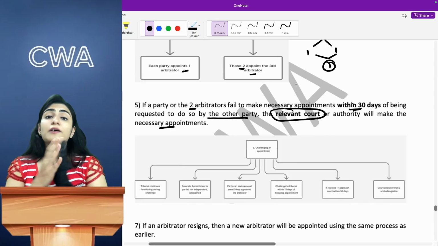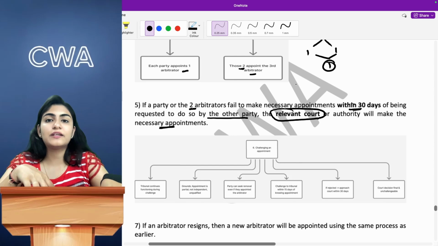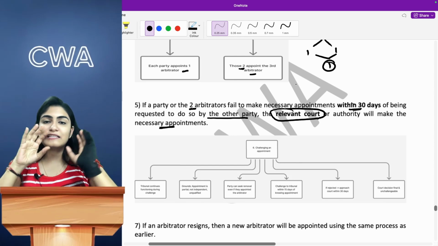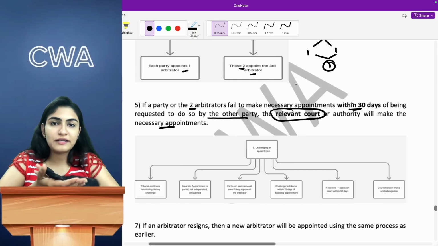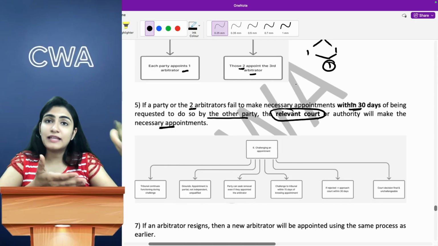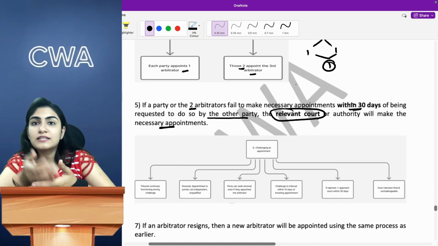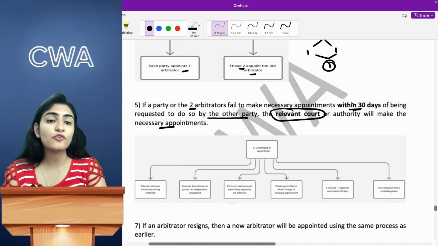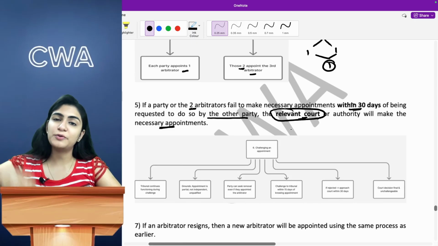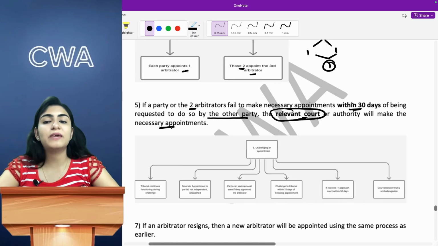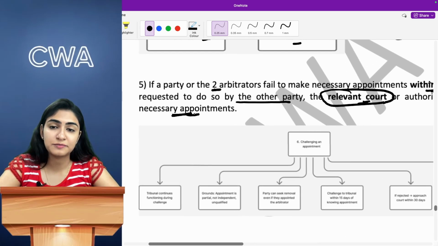In such case, within 30 days of them being informed that they are supposed to appoint the arbitrators, let's say both the parties were informed today that you are supposed to appoint the arbitrators, today starts the next 30 days. If these two parties are not able to appoint arbitrators and decide a number of arbitrators, and so on and so forth, in such case the relevant court, meaning the court where these arbitration proceedings are going on, will make the necessary appointments. Court will come into the picture and appoint the arbitrators.